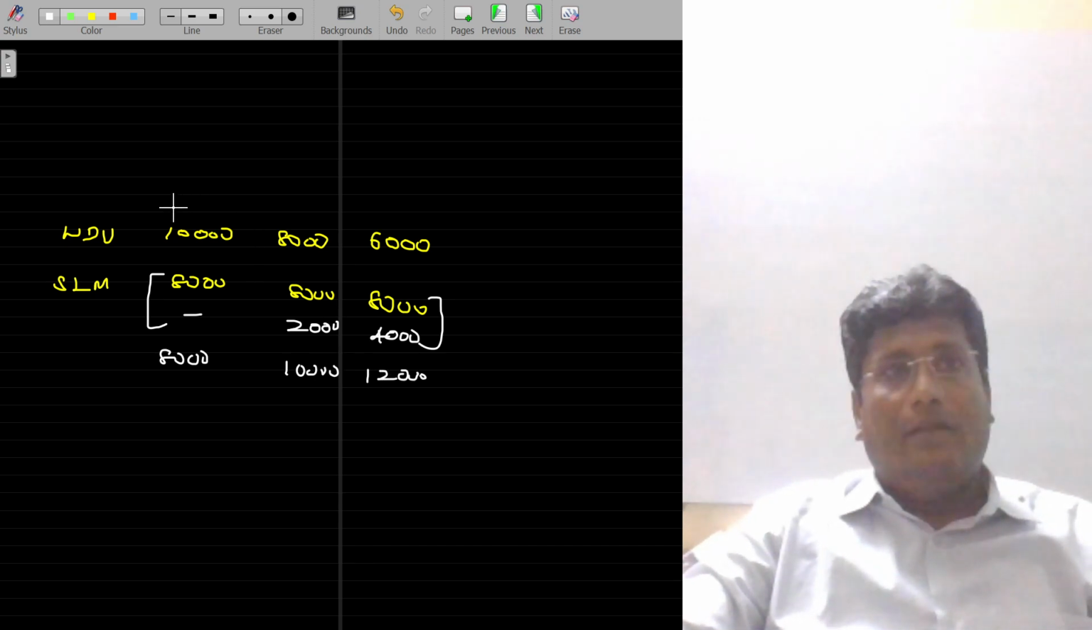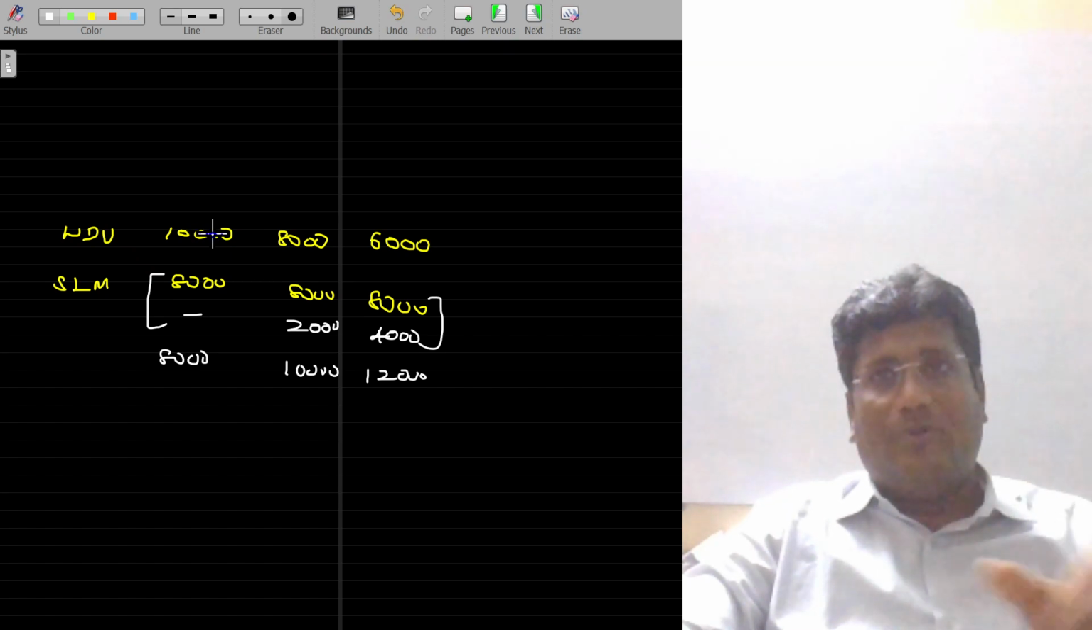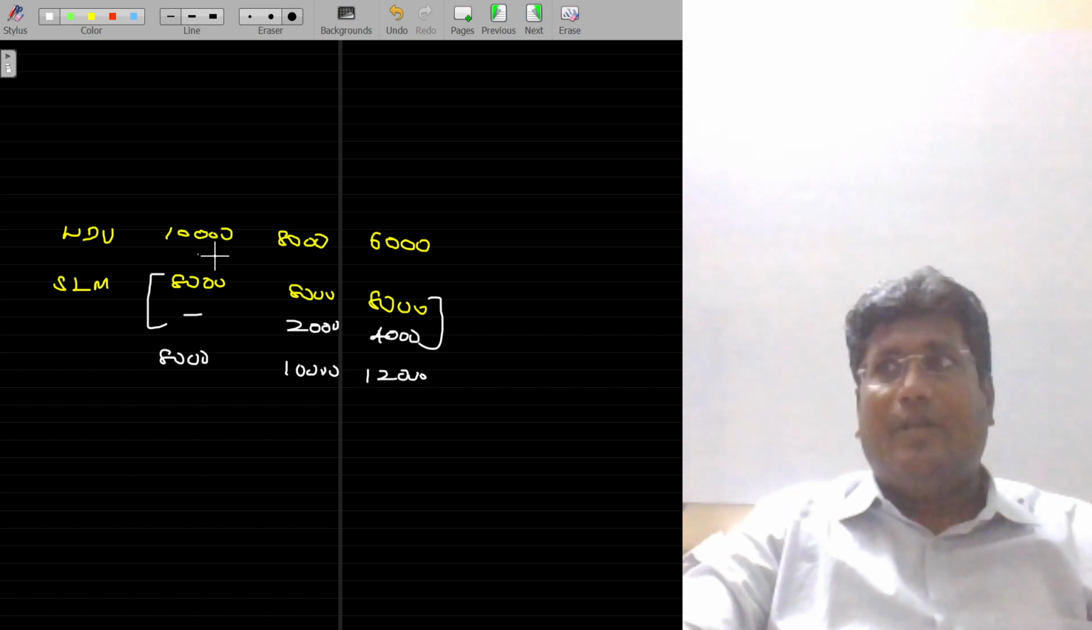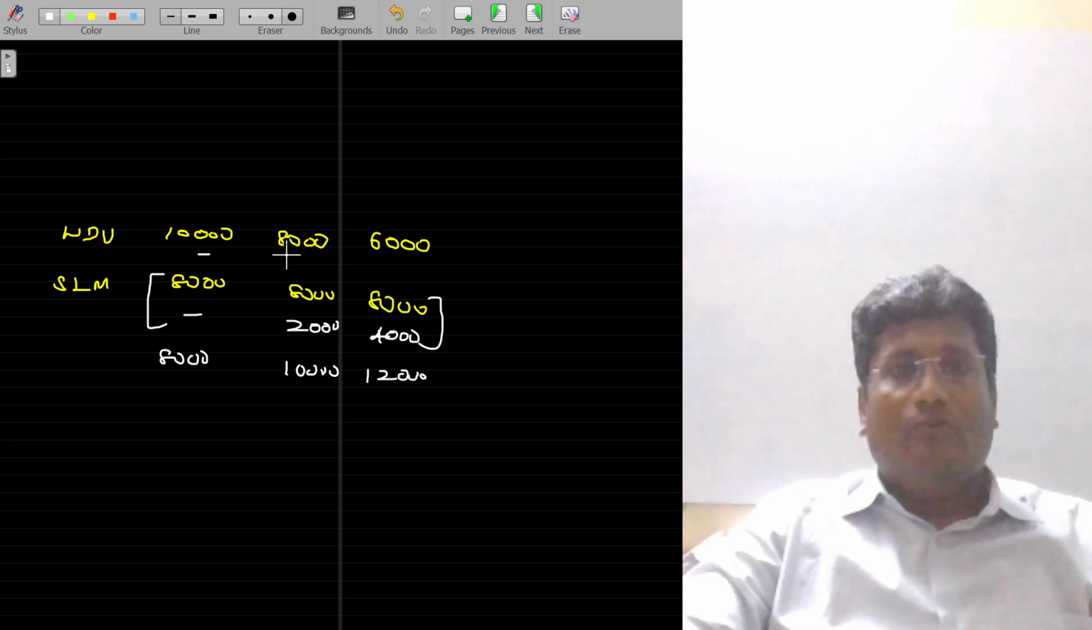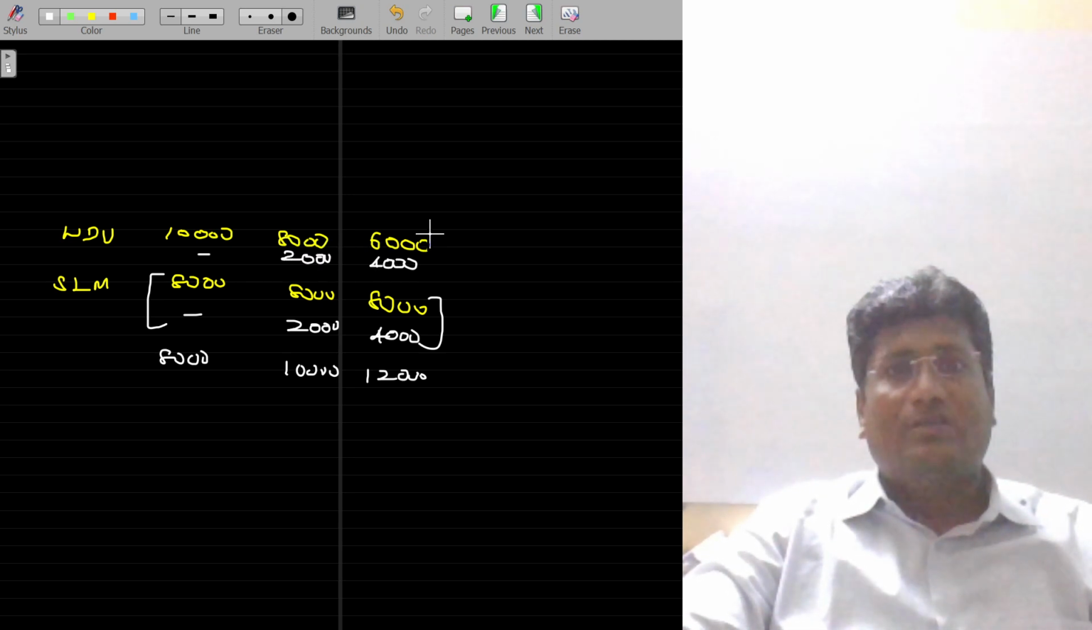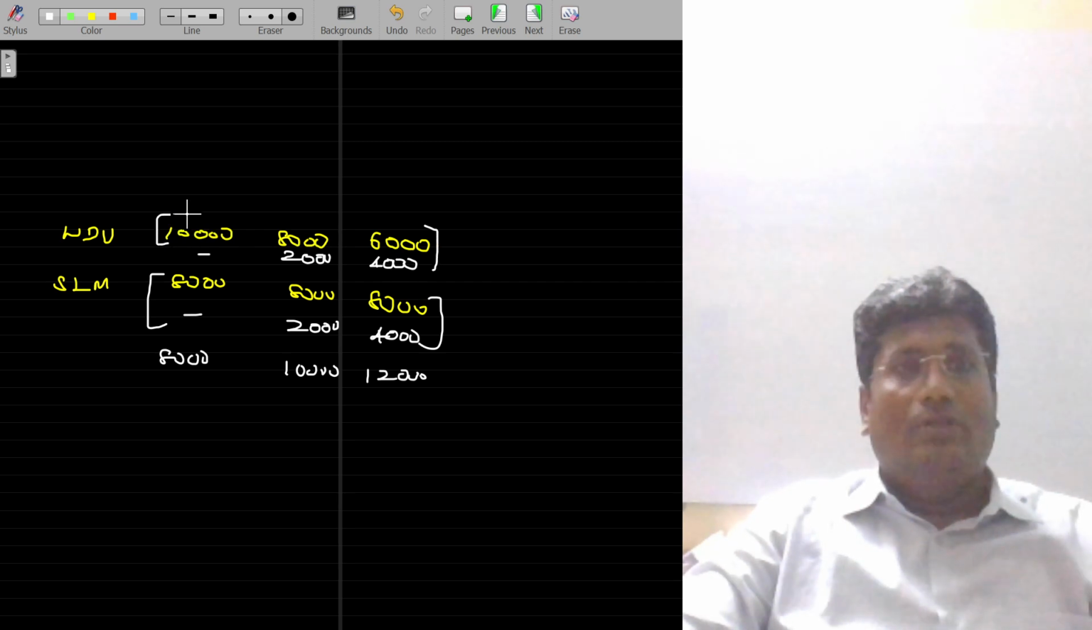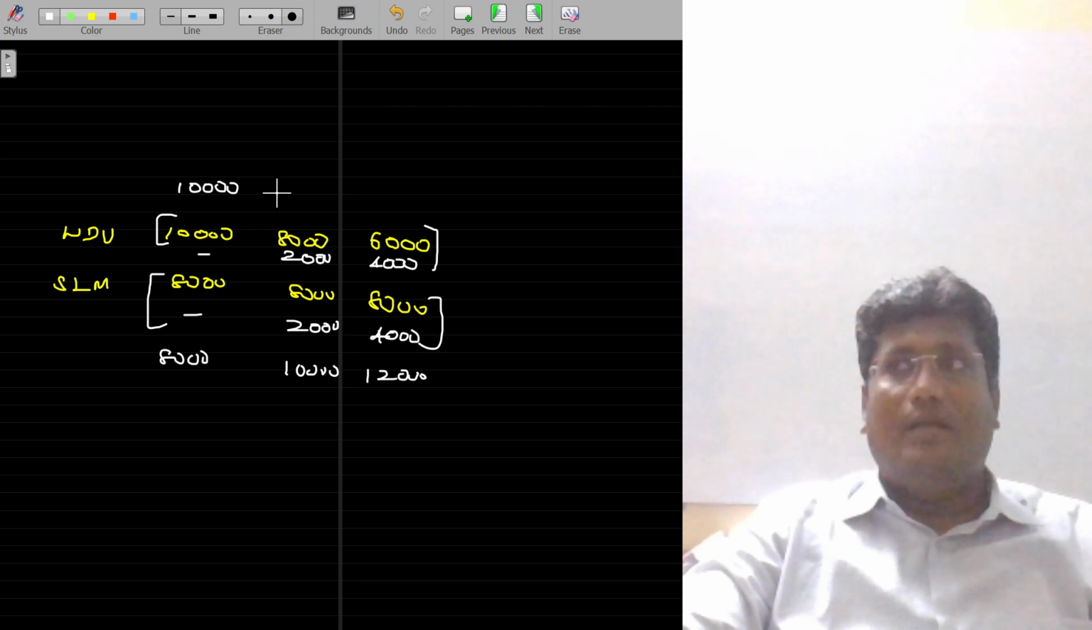But when you adopt the WDV method, yes, the amount of depreciation is different, but the repair is the same. In the very beginning we don't have repairs. First year end we have a repair of 2,000 rupees. Second year we have a repair of 4,000 rupees. If we club these two, the overall value being 10,000 is charged in the very first year for the asset's depreciation and the asset's maintenance and repairs cost.